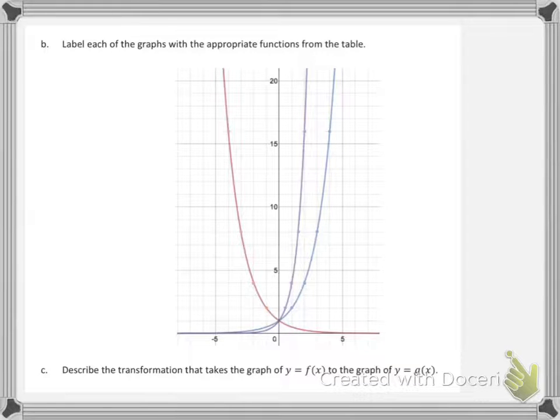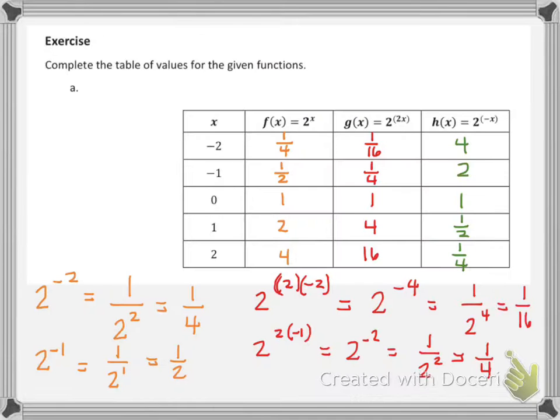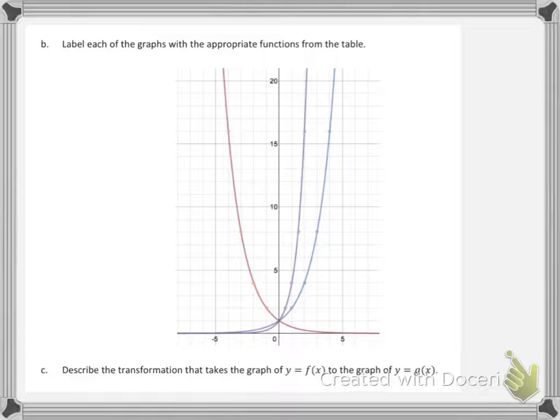I noticed when we looked at our table, let's look back at that for a second, f of x and h of x were like the opposites. So when my input was negative 2, I got a 1/4 and a 4, and when my input was a positive 2, I got a 4 and a 1/4. So they switched sides there. So it feels like those might be reflections of each other. So I see this red and blue graph. Those look like reflections of each other. So I think one of those is f of x, one of those is h of x.